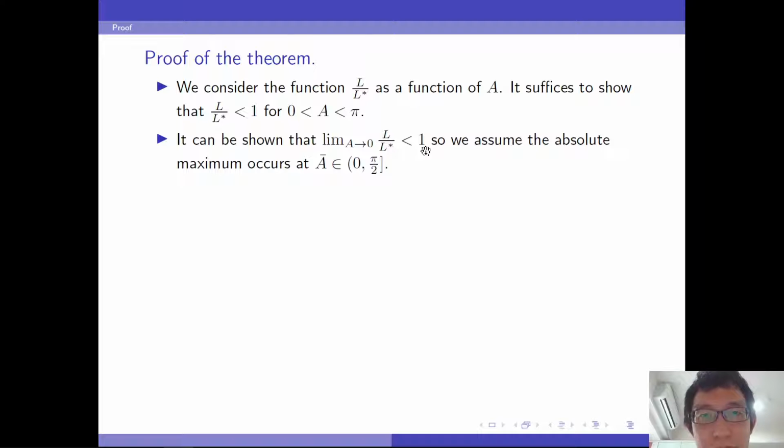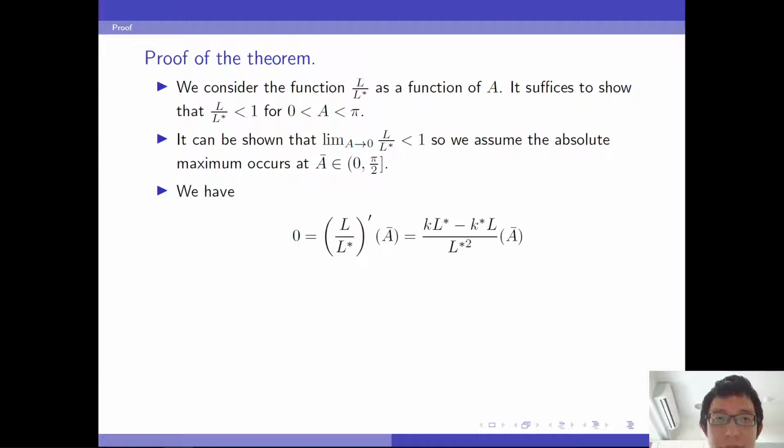So if the absolute maximum happened near the endpoint, then we are done. So we assume that the absolute maximum occurs in the interior at some a bar. At the absolute maximum, we can differentiate this function, and by the consequence of the first variation formula, we know that the derivative of L with respect to the enclosed area is nothing but the curvature of the perfect arc. So by the quotient rule, we get this identity.